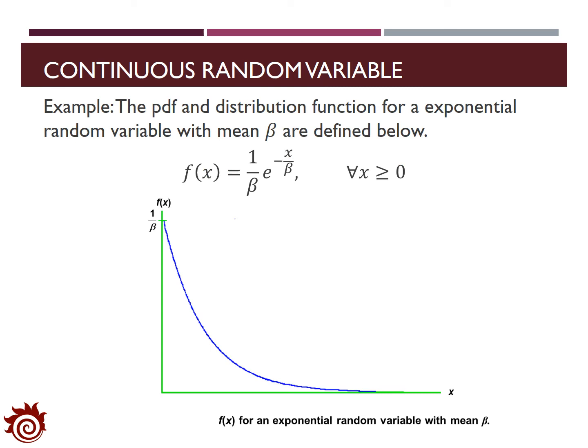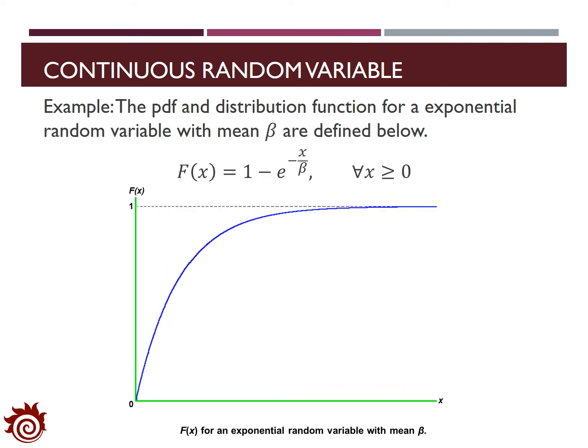Here is one example of an exponential random variable with the mean of beta, and the probability density function equals 1 over beta times exponential of minus x over beta. Here x is the random variable. The figure below shows the PDF under different x values, and we can see that the probability is decreasing over the value of little x.